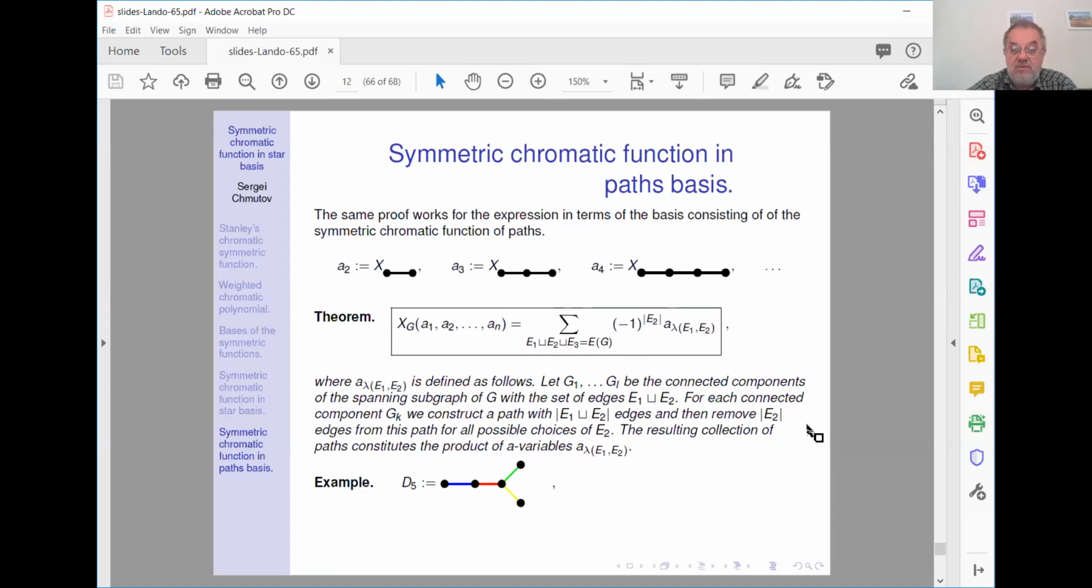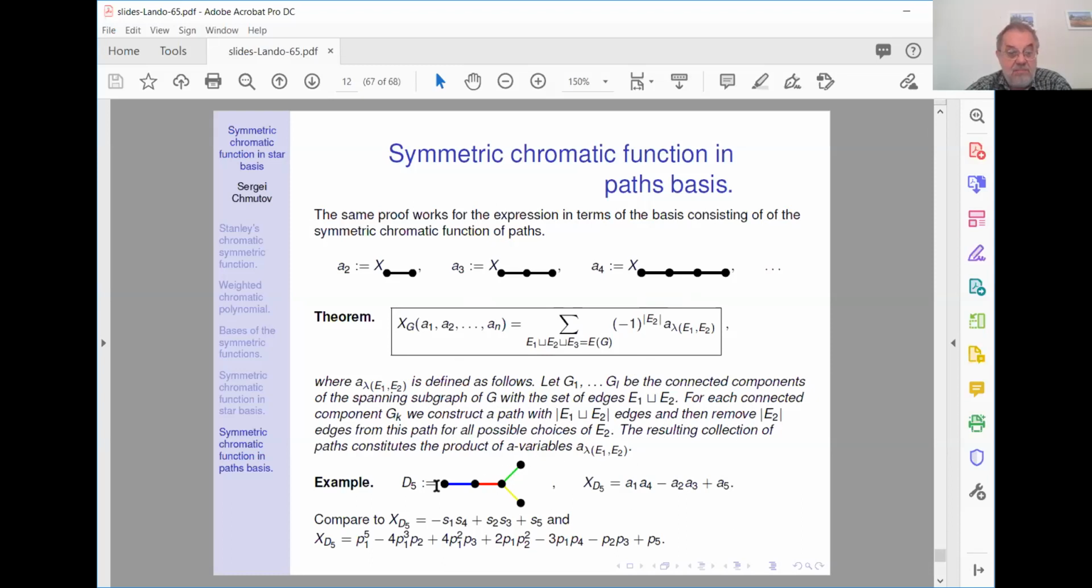And then I remove the E2 edges from a path and take all choices for E2 from that set. If I remove some edges from a path, that is going to be a union of paths, and that is the product of A variables after that. So it is going to be a similar formula, and that is the result. And for example, for A5, you can observe that in the path basis the answer is almost exactly the same as in the star basis.